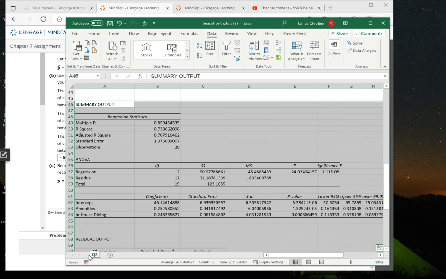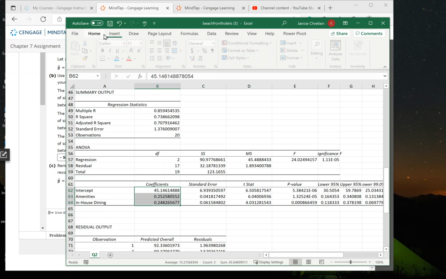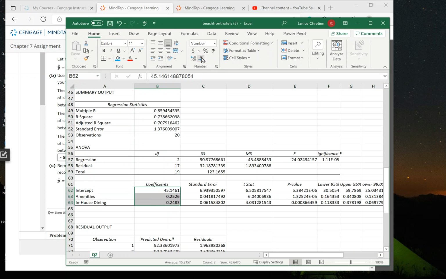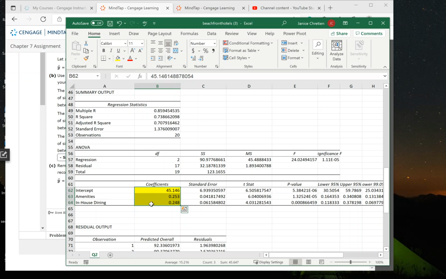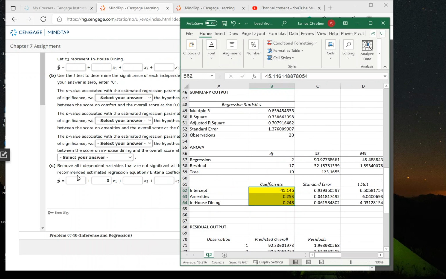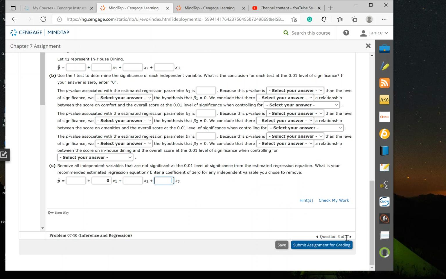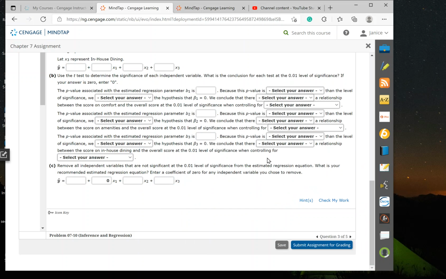And so now my equation will be 45.146 plus 0 plus amenities was my x2, 0.253, and my x3, which was in-house dining at 0.248. And that will complete that question.